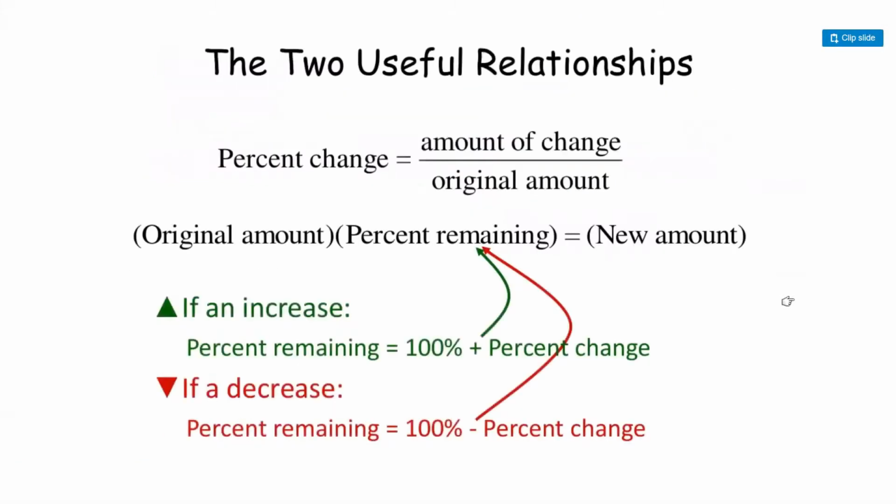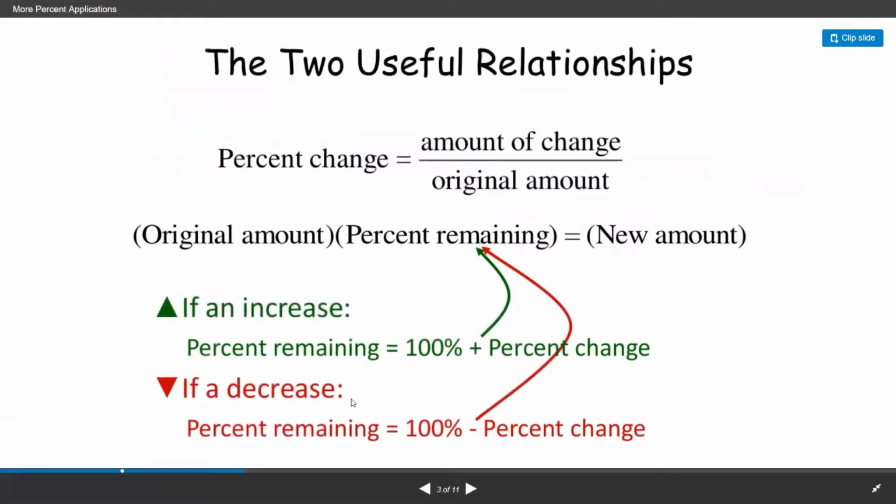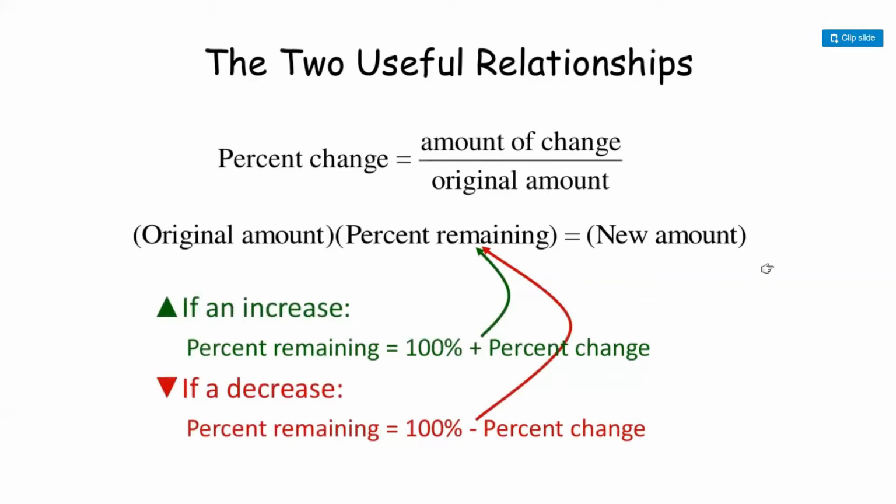We have 2 useful relationships. The definition of percent change, which is percent change equals amount of change over original amount. And we have percent remaining, which is also a nice formula. Original times percent remaining is new amount. Now, what's percent remaining? If we're increasing, the percent remaining is larger than 100%. It's 100% plus the percent change. If it's decreasing, the percent remaining is less than 100%. It's 100% minus the percent change.